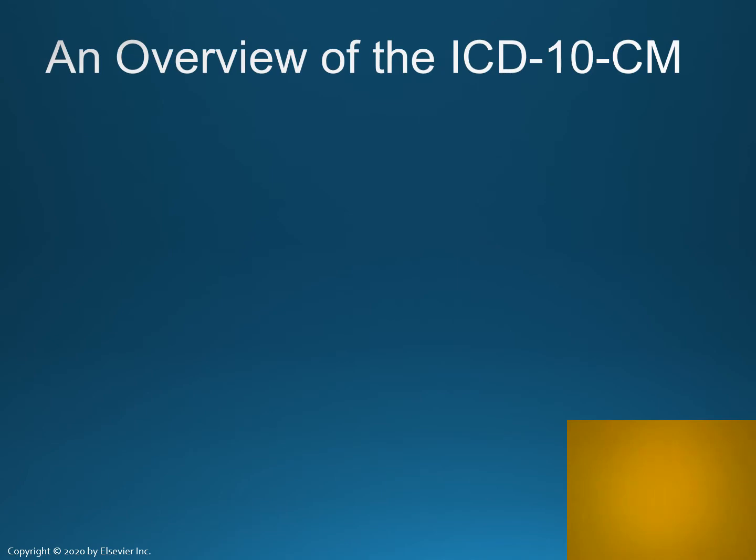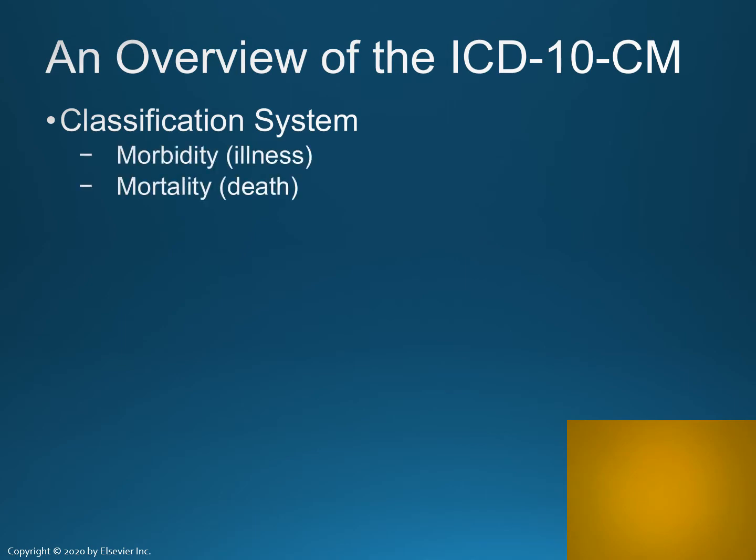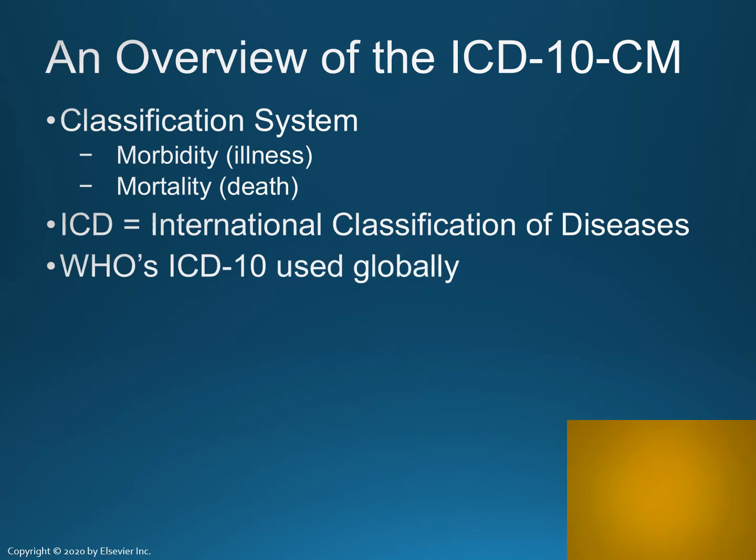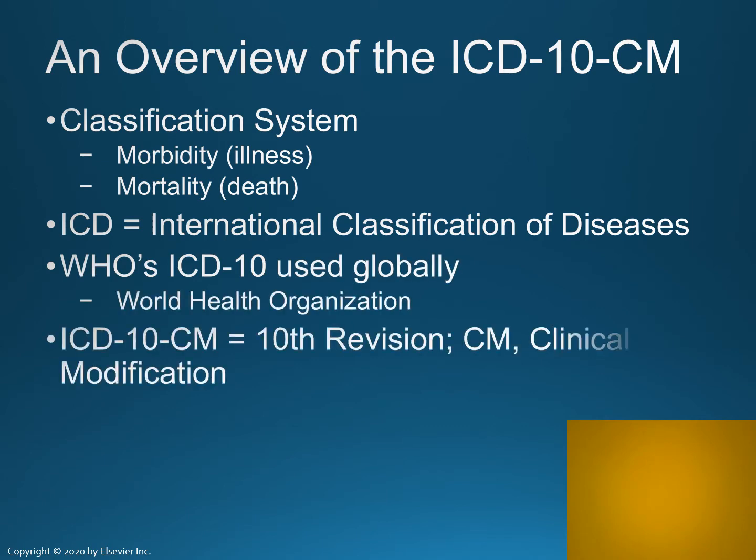I want to talk to you about chapter 2 from our step-by-step book. And again, this is just a review because we've covered this already, but it's been several days, so take a quick look at it. The ICD-10 is a classification system for morbidity and mortality. ICD is International Classification of Disease developed by the WHO, the World Health Organization, and it's used globally. The 10 and the CM is 10th revision, and CM is clinical modification.